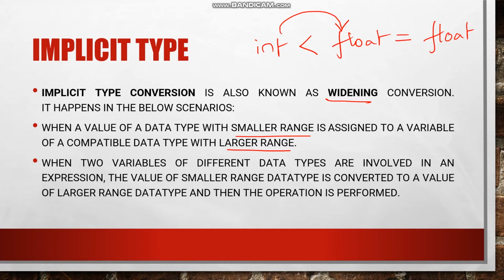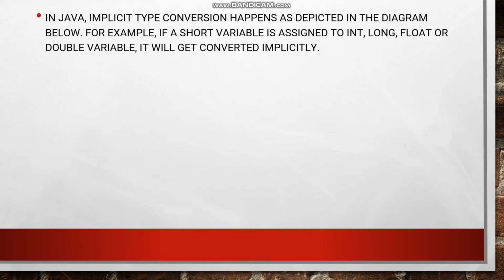I will show you an example of it, then you will come to know how this implicit type works, and then you can understand it easily. So in Java, implicit conversion happens as depicted in the diagram below.